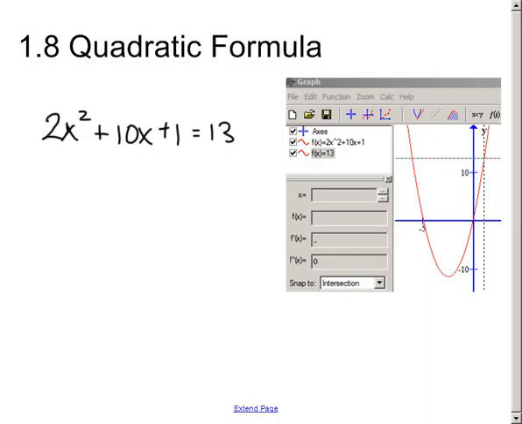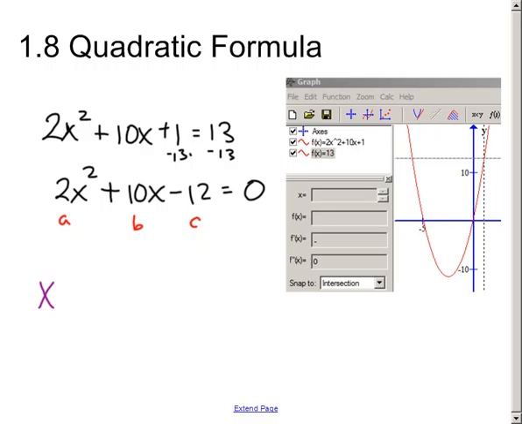All right, so first step is to put this into a standard form. Okay, 2x squared plus 10x, subtracting 13 from both sides, we get minus 12 equals 0. And so the three variables are a, b, and c, and they refer to the three coefficients. A is 2, b is 10, and c is negative 12. The signs are important.